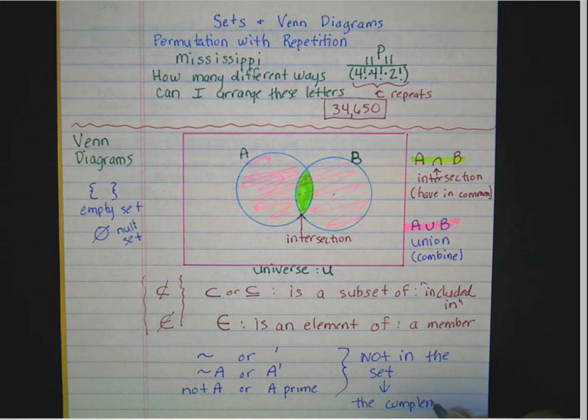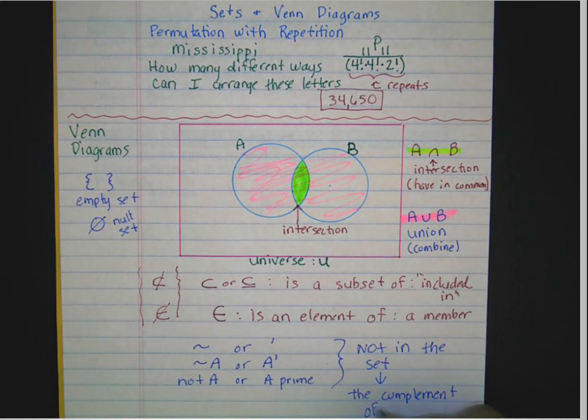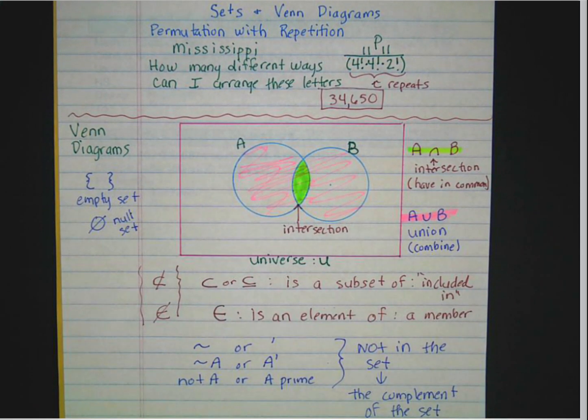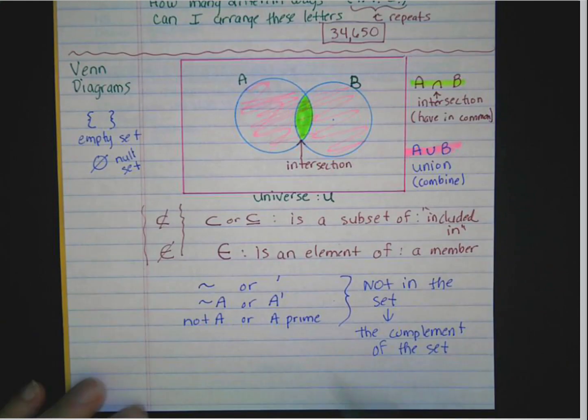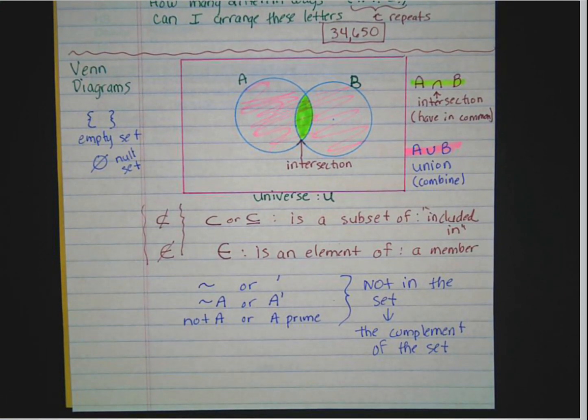Not like, oh, you look nice today. No, not like that. So to give you an example, let's say in the class, G was the set of girls. Well, G prime or not G would be everybody else. Okay? So everybody that's not a girl. That's what that little prime means right there. It means not. All right, moving on.